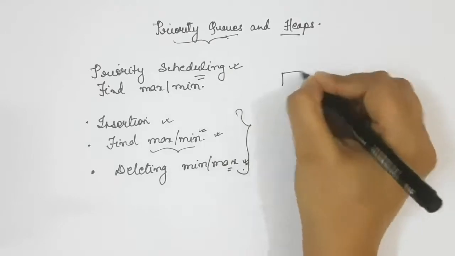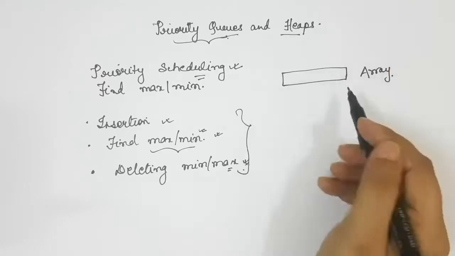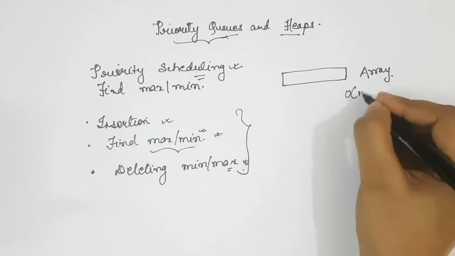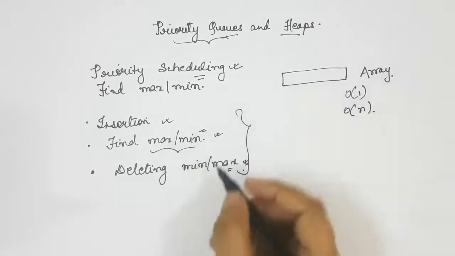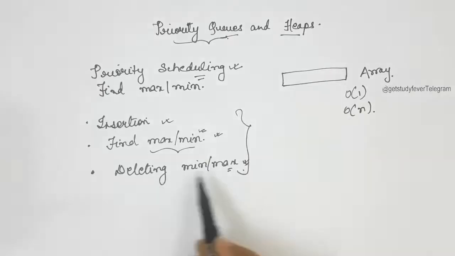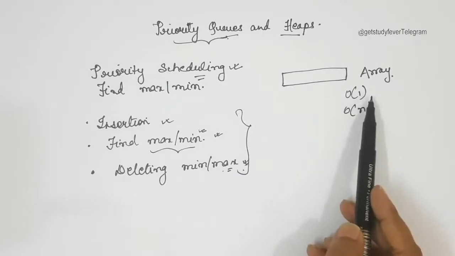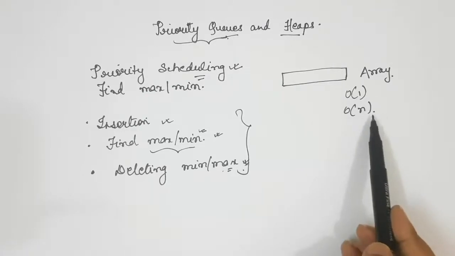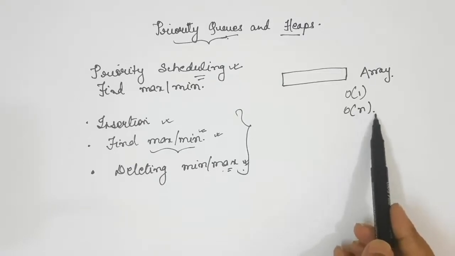Let's say I try to implement a priority queue using an array. What will be my time complexity for insertion in an array? It will be O of n. Deletion will be O of n. This deletion means deleting minimum or maximum. If I have to insert the element, I'll just insert it at the end of the array. But for deleting the minimum or maximum element, I'll have to go through the whole array to find the minimum or maximum element. So this will be the time taken.